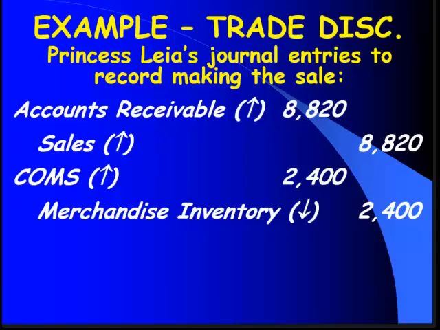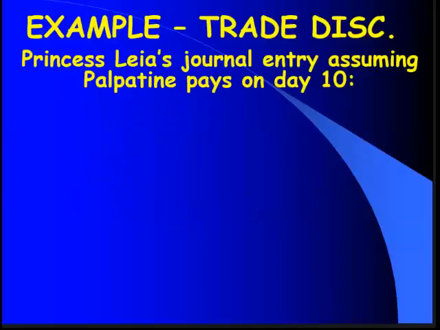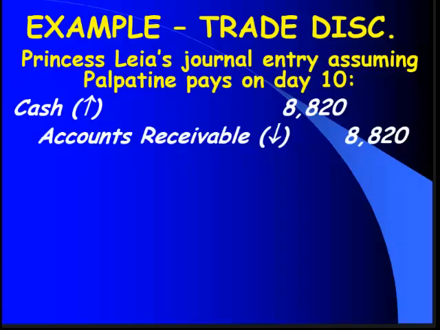The last part says, how about whenever Palpatine pays us on day 10, how much will he pay me? $8,820. What do I have more of when he pays me? Cash, an asset, goes up with a debit for the $8,820. And what do I have less of? Accounts receivable, the asset goes down with the credit then. Notice the amount is the $8,820. What if he didn't pay me on day 10, he pays me on day 30? We're not going to worry about that.